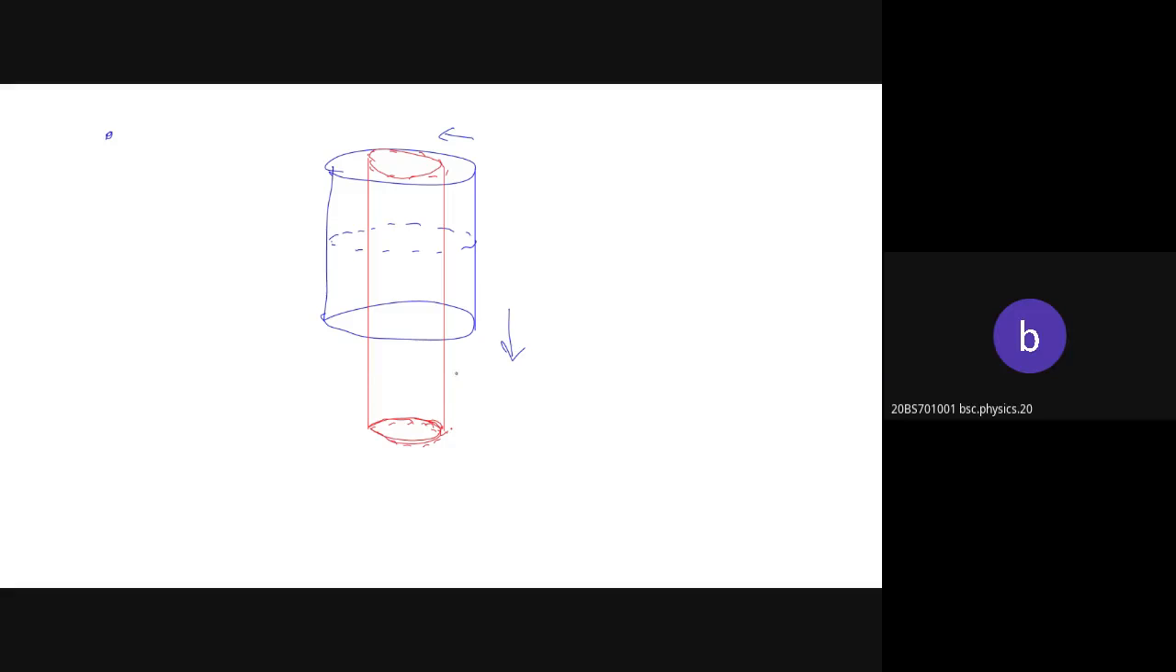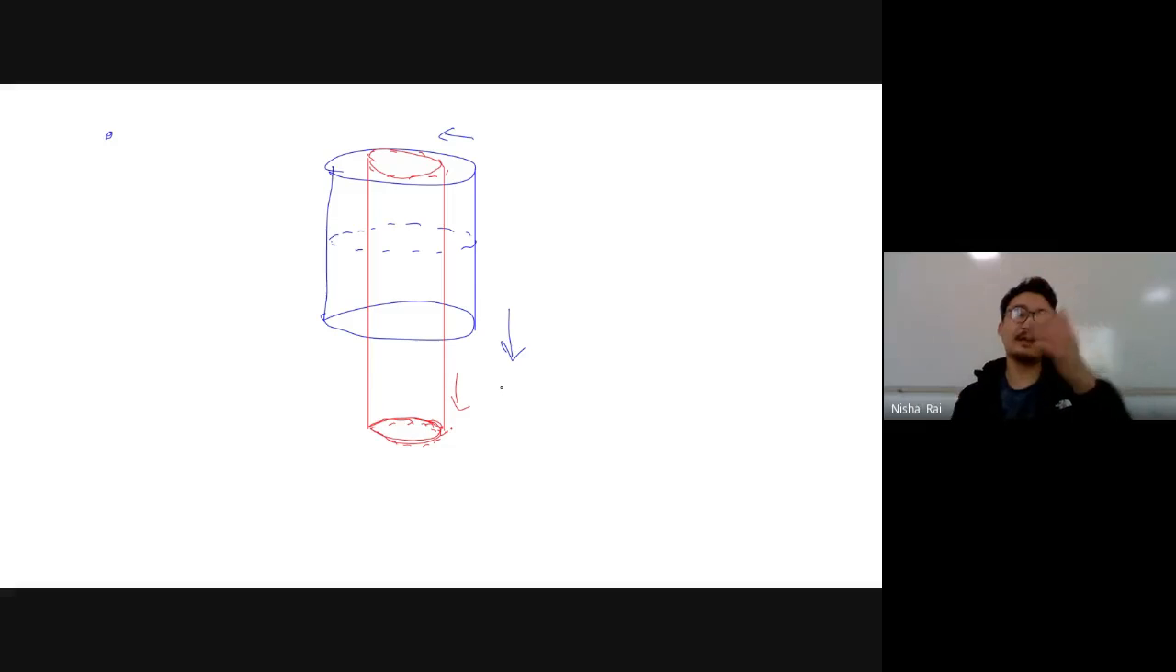Yes, sir. Because when you put a certain amount of force, it will get elongated, but its size will decrease. You can see there is a decrease in size. Initially, it has a radius of what? R. Now it became R1.